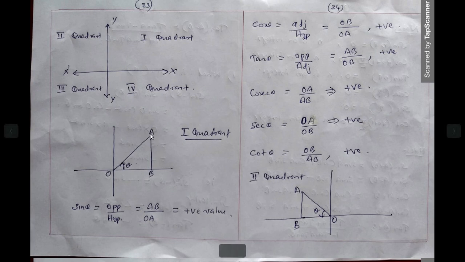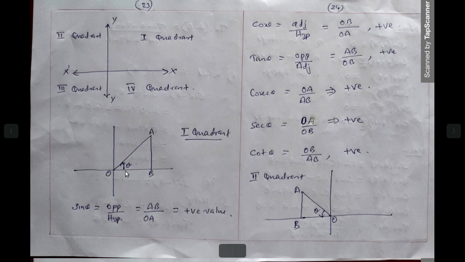AOB, or you can name it as ABO, no problem. And here an angle is marked, that is theta. Theta is the angle. Then what is sin theta? We know that sin theta means opposite side by hypotenuse, right? Here opposite side means AB, hypotenuse is always OA, AB by OA.